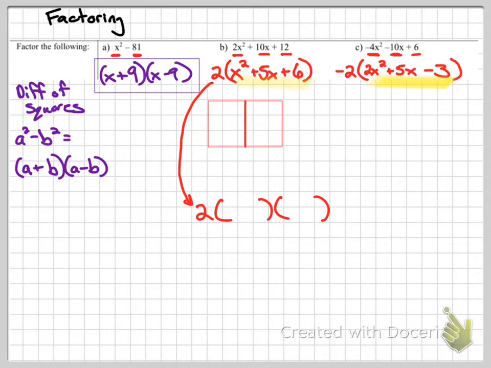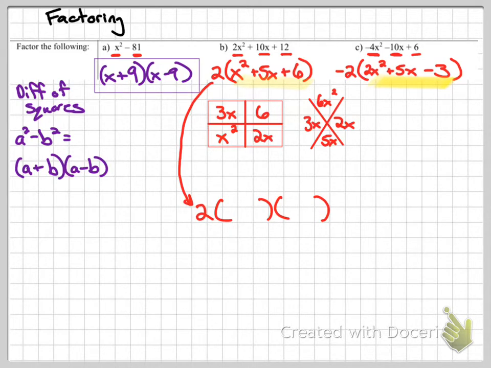Make your area diagram, make your diamond. X squared, 6. X squared times 6 is 6x squared. Middle term on the bottom. What multiplies to be 6x squared and adds to be 5x? 3x and 2x. Those go in the boxes. It doesn't matter which one you put them in, but if you're following along with me, use the same boxes as me.